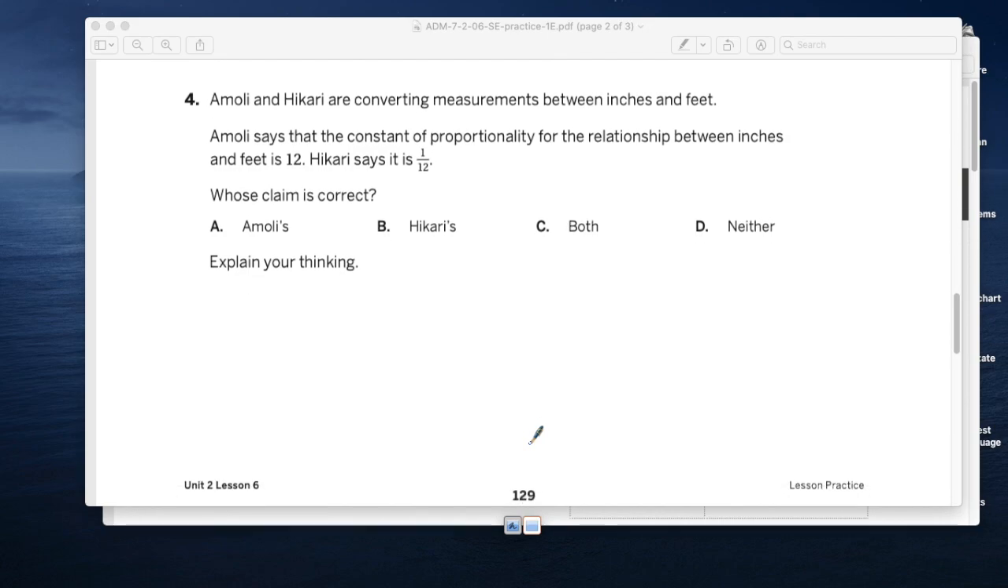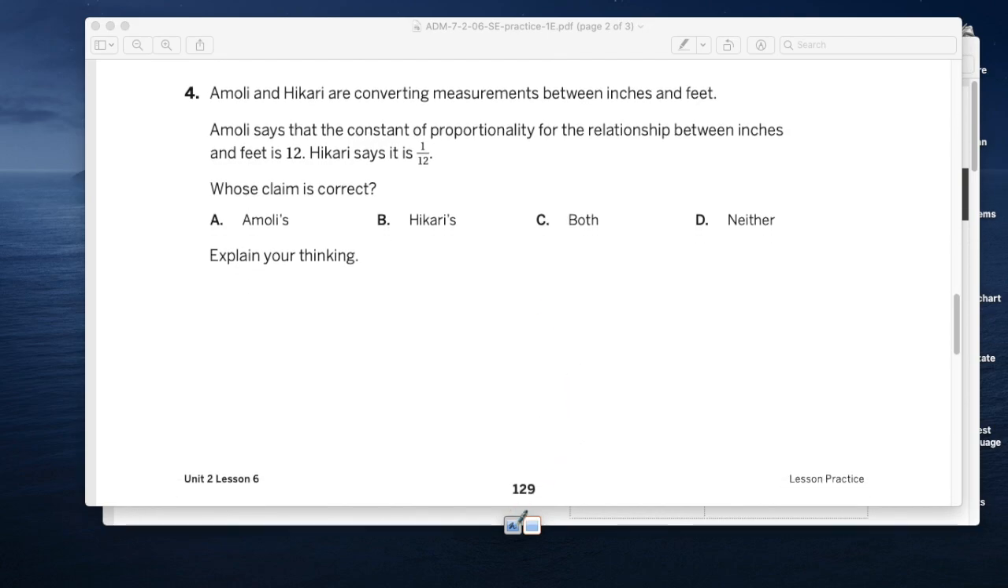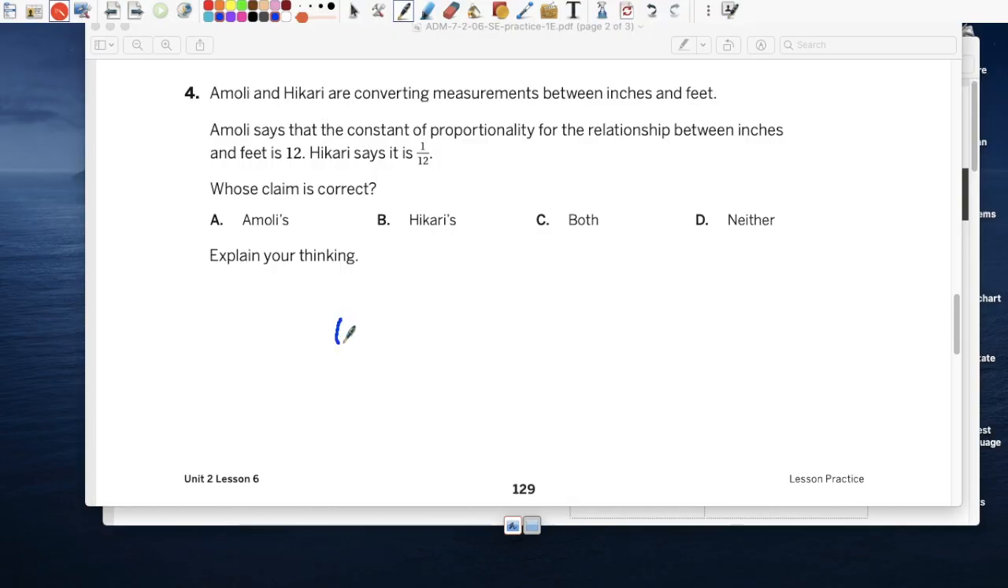Molly and Hikari are converting measurements between inches and feet. So we know what we can do. We can create a table for the relation between inches and feet. So we know that 12 inches is 1 foot.